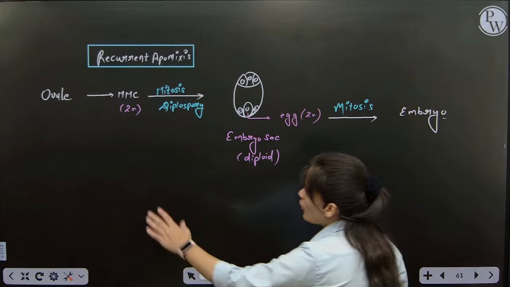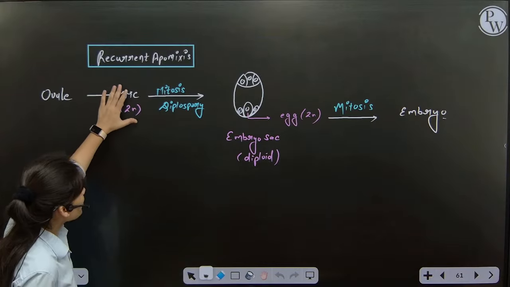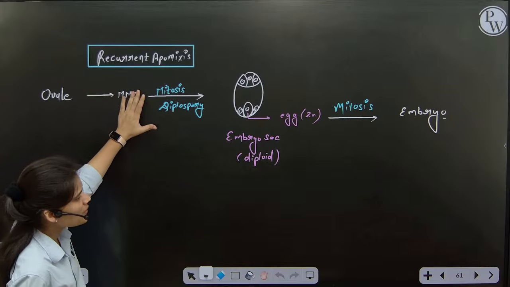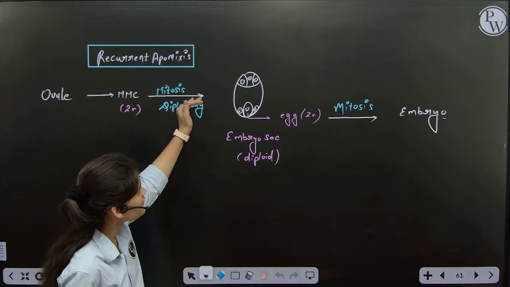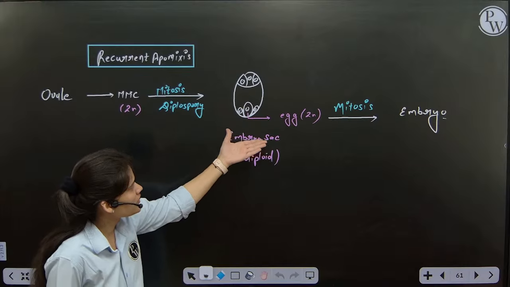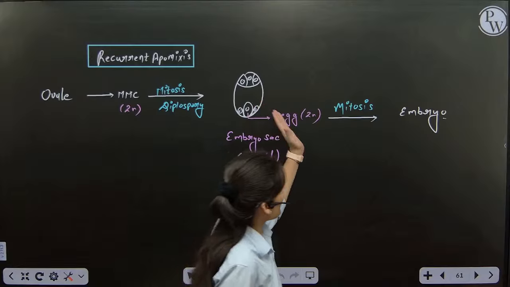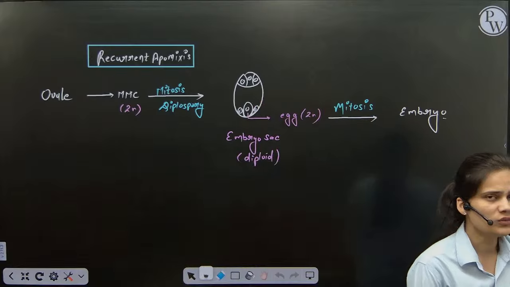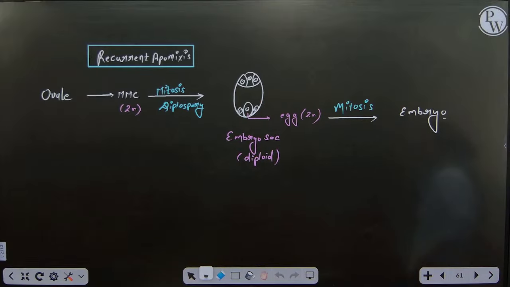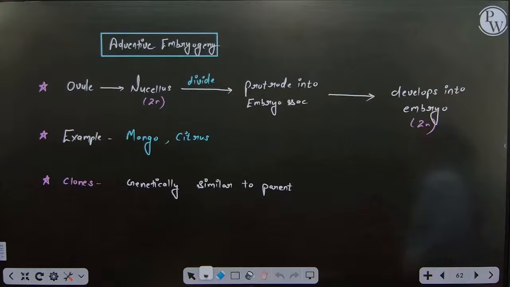What happens? Inside the ovule, the megaspore mother cell is there. That megaspore mother cell undergoes mitosis division and forms the embryo sac without meiosis division. Then that embryo sac has an egg which divides to give rise to the embryo. So this is about recurrent apomixis. Next we need to learn adventive embryogeny.